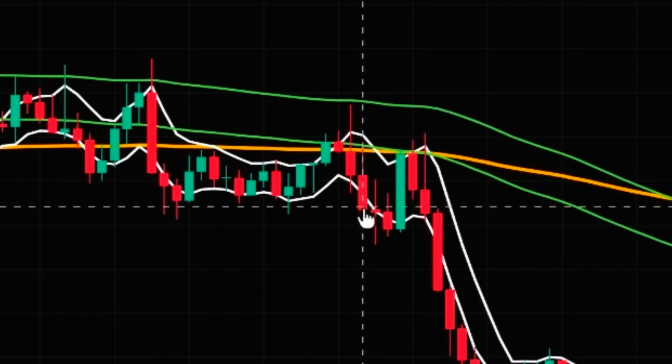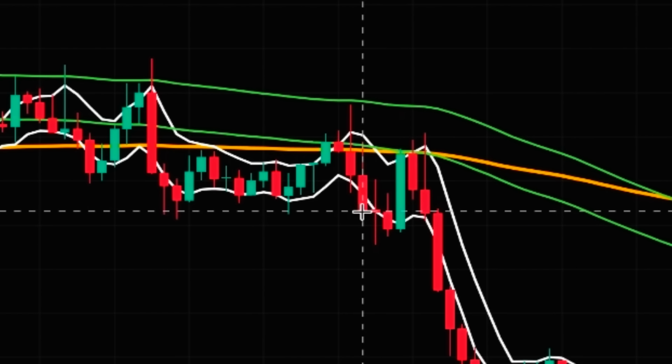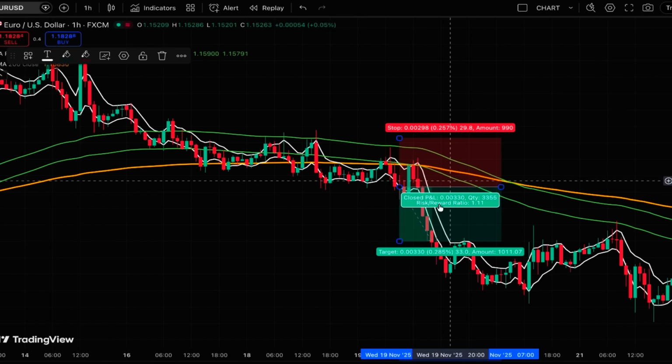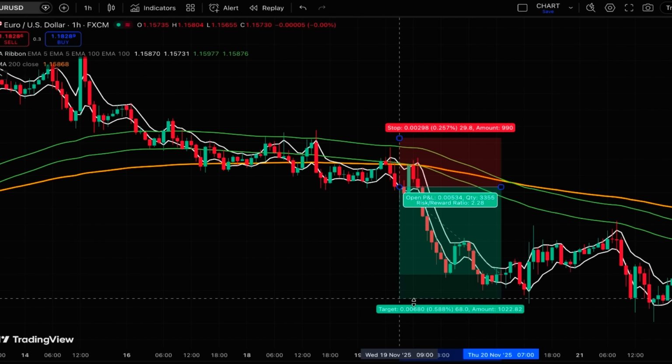And after that, you can see that this candle is closed below the white channel, and this shows the end of the pullback. So the sell signal here is confirmed, and in practice we could enter a short position at this point with the stop loss above the green channel and profit target at risk to reward ratio of 2.